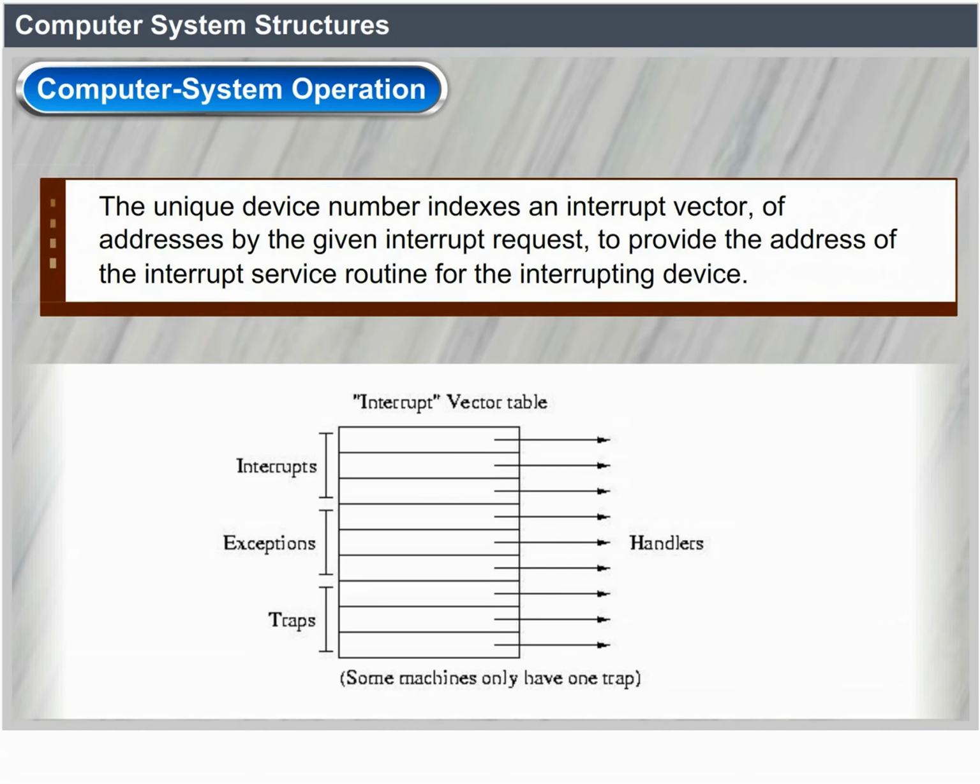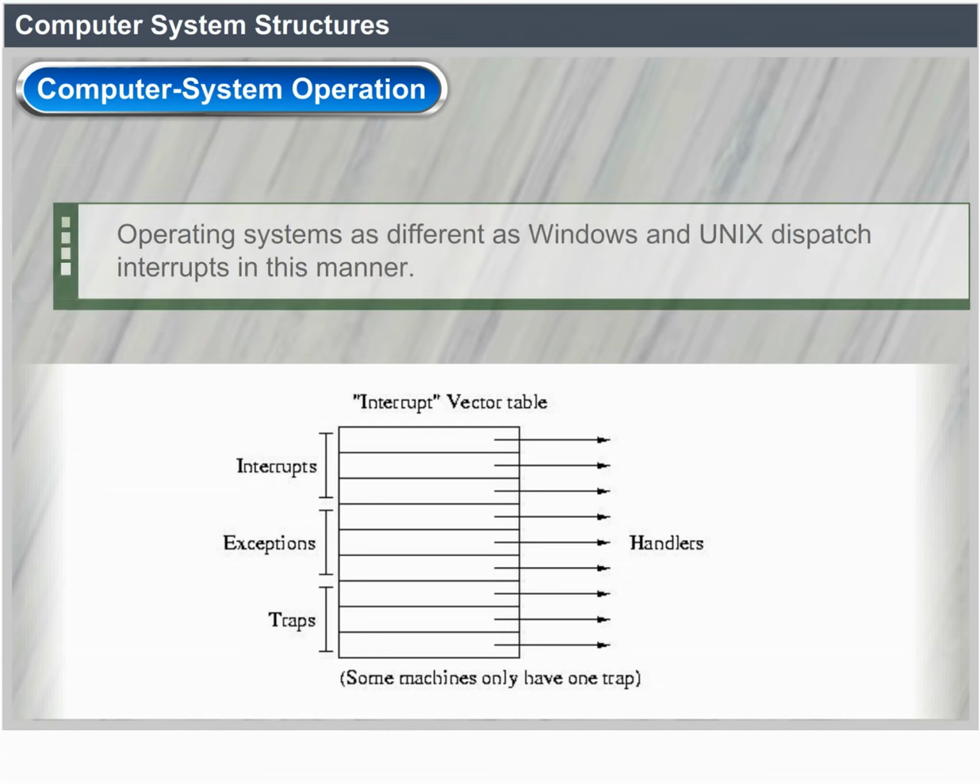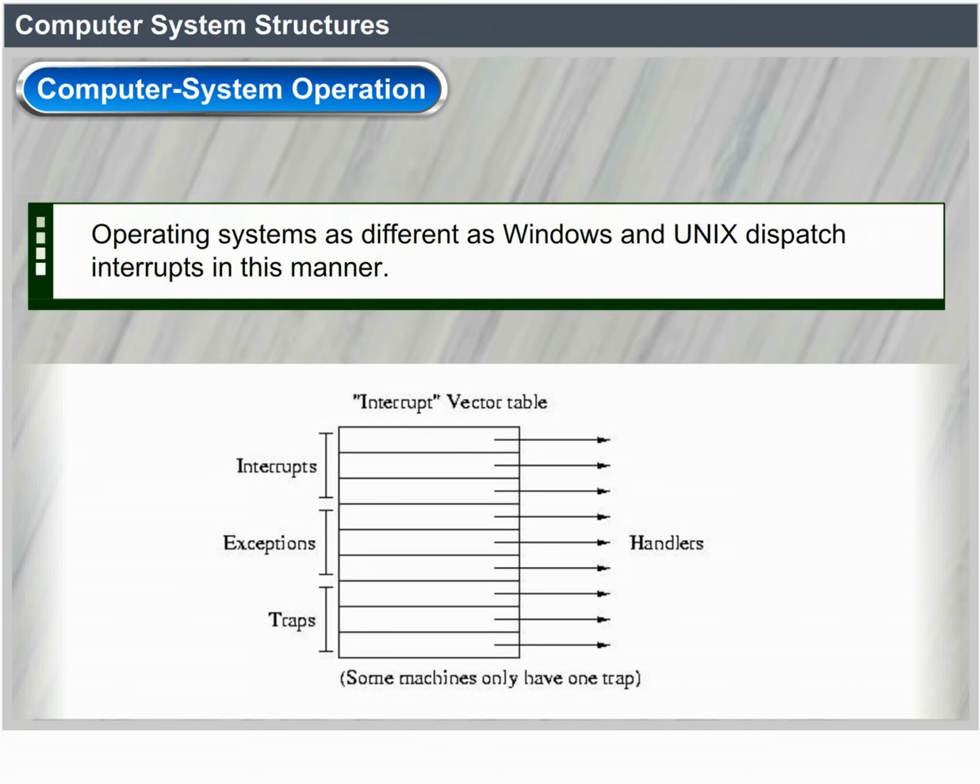This array, or interrupt vector, of addresses is then indexed by a unique device number given with the interrupt request to provide the address of the interrupt service routine for the interrupting device. Operating systems as different as Windows and Unix dispatch interrupts in this manner.